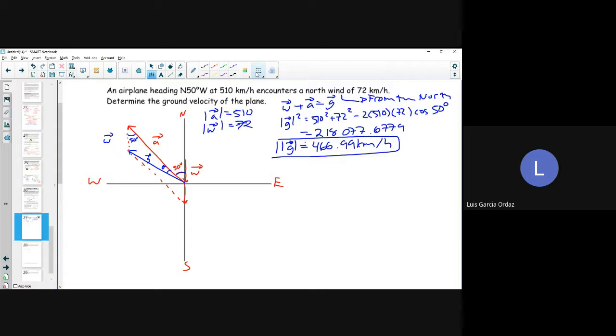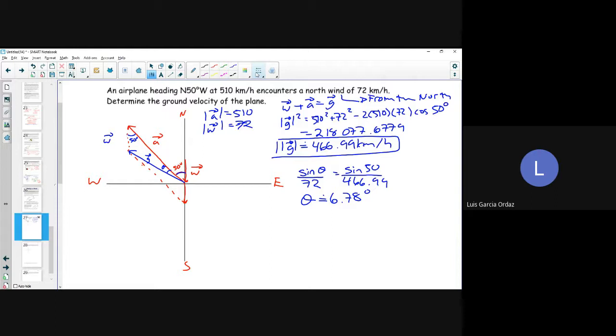Sine law. So I'm going to get sine theta over 72, because it corresponds to vector w, is equal to sine 50 divided by the speed that I got, which is 466.99. Once I rearrange, I get theta is approximately 6.78 degrees.